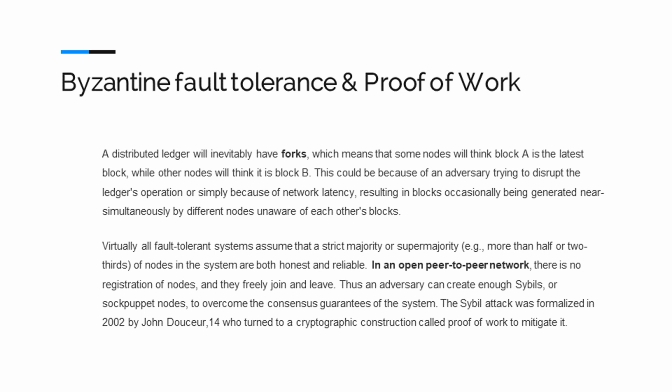The Sybil attack was formalized in 2002 by John Douceur, who turned to a cryptographic construction called proof of work to mitigate it. If you want more detailed information about Byzantine fault tolerance and proof of work, go check out our Beginner's Guide to Filecoin Chapter 2. You won't be disappointed.